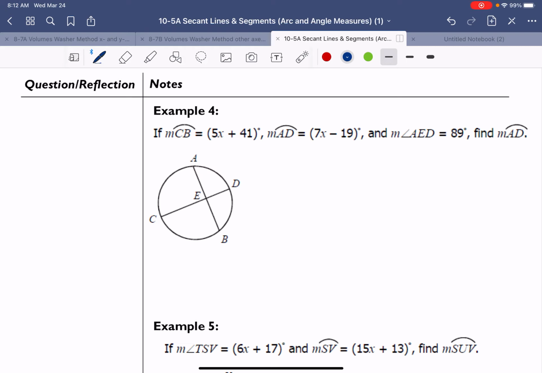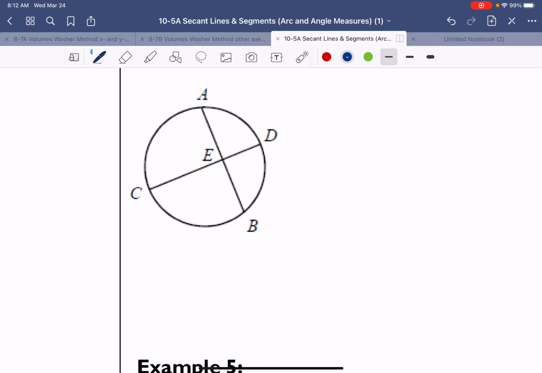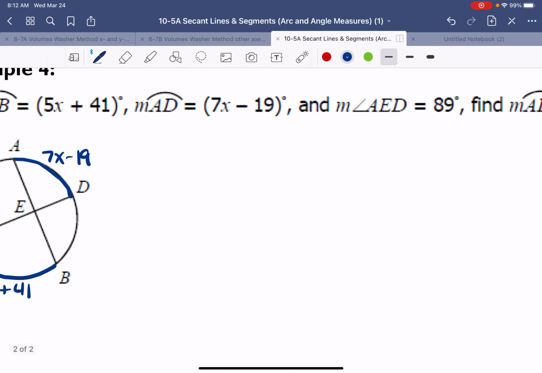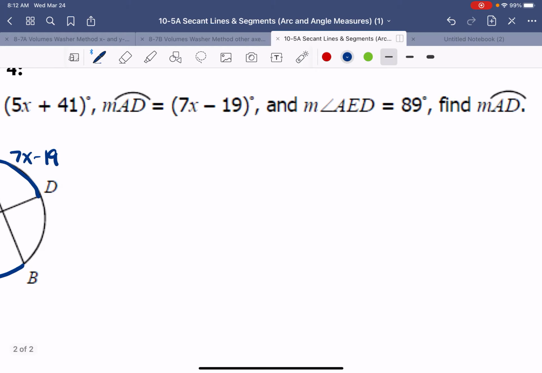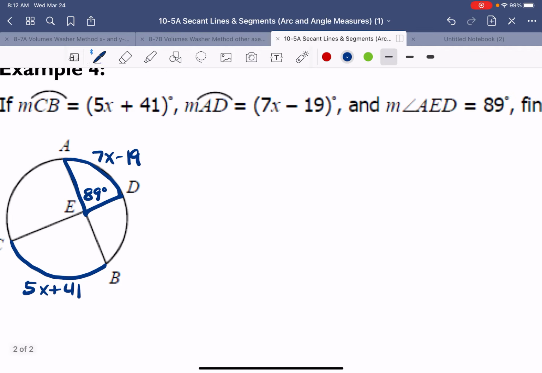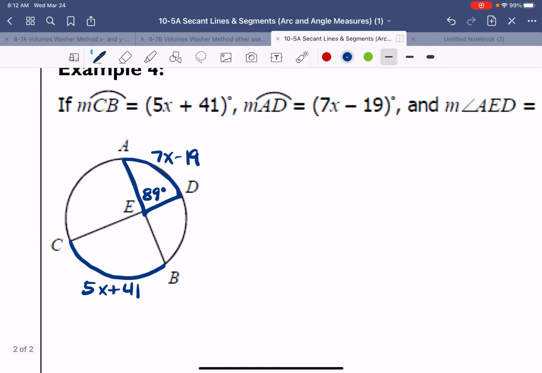So it says over here, for example 4, if the measure of CB, so let me go ahead and start filling this out. So CB is 5x plus 41. The measure of AD is 7x minus 19. And then it says over here that the measure of angle AED is 89 degrees. So from A to E to D, this is 89 degrees. And they want to know what is the measure of arc AD. So this is really the one that they're trying to figure out.